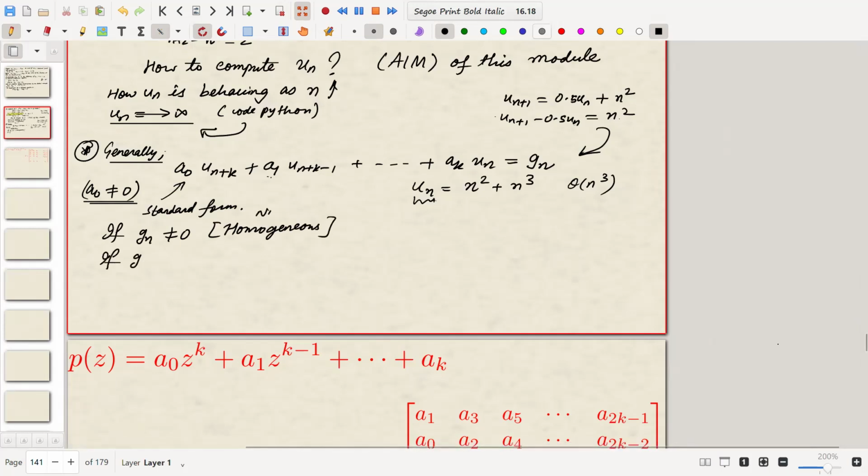Oh, sorry. If Gn is not equal to 0, it is non-homogeneous, because there will be a time-dependent term. Now, if Gn is equal to 0, it is homogeneous, because there is no time-dependent term. Homogeneous difference equation and non-homogeneous difference equation.